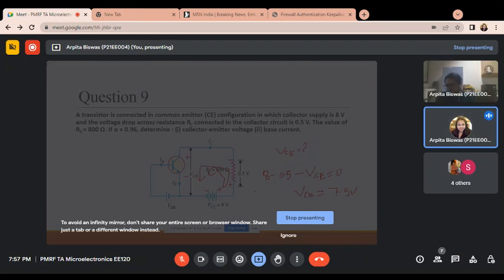The beta value is 24. Okay, beta value is 24. Tarun, how to calculate this? Have you understood this? How to calculate this VCE?